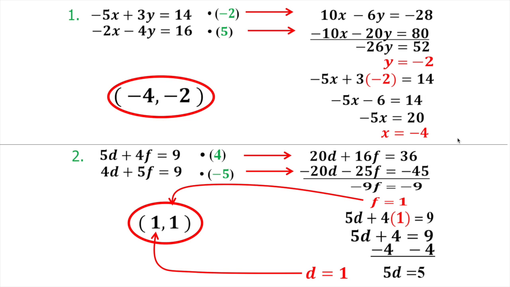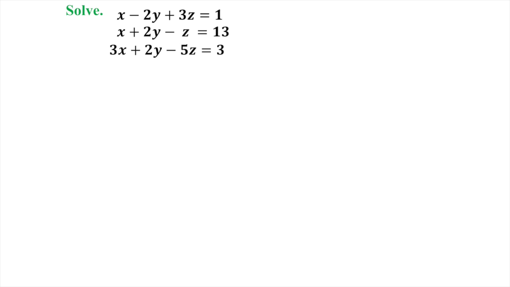Well, we're going to be doing something very similar to that. The only difference is now we're going to have three variables. So instead of just an x and a y, we're going to have an x, y, and a z. Okay, so it's going to be a very, very similar process, just going to be more lengthy is really what it's going to boil down to.